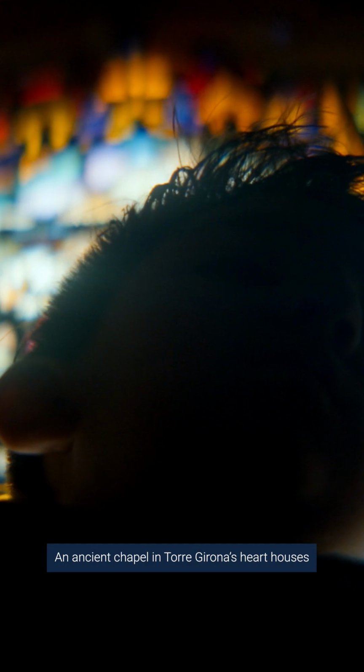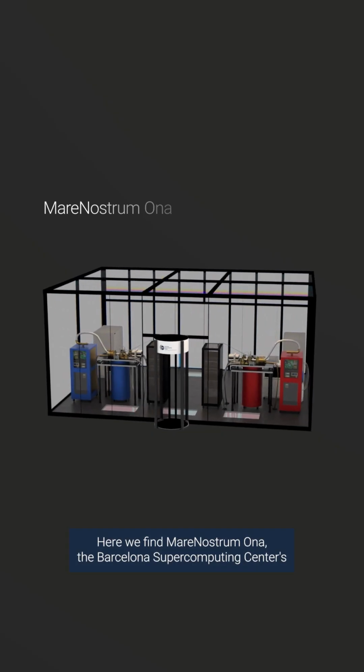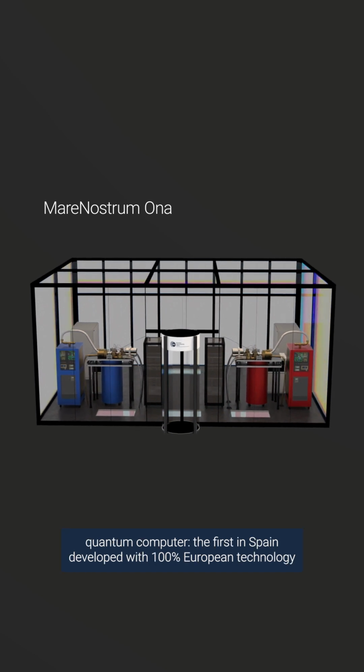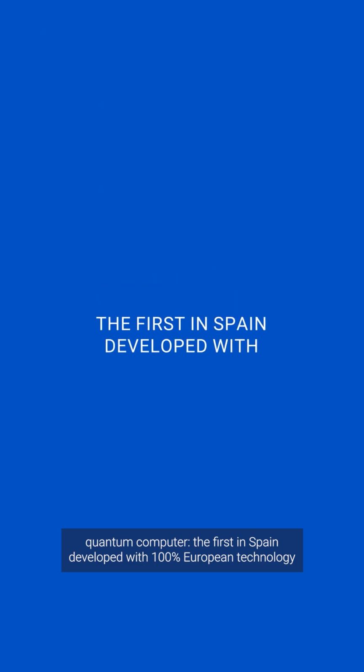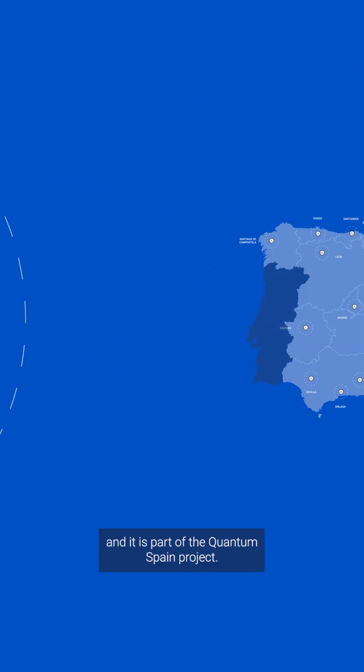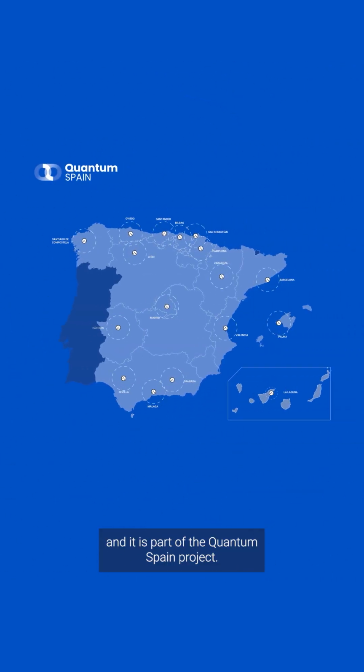An ancient chapel in Torre Girona's heart houses the beginning of a new era of computing in Spain. Here we find MareNostrum Ona, the Barcelona Supercomputing Center's quantum computer, the first in Spain developed with 100% European technology, and it is part of the Quantum Spain project.